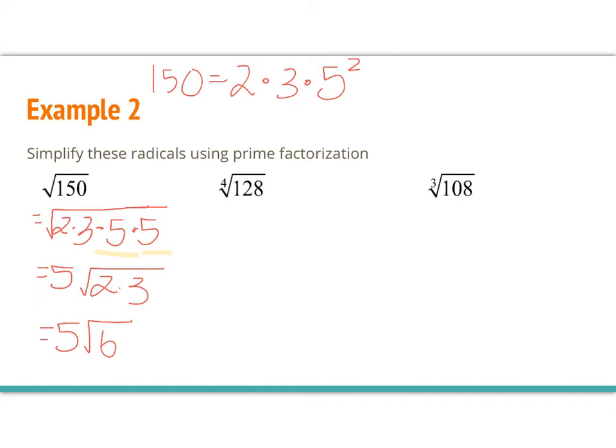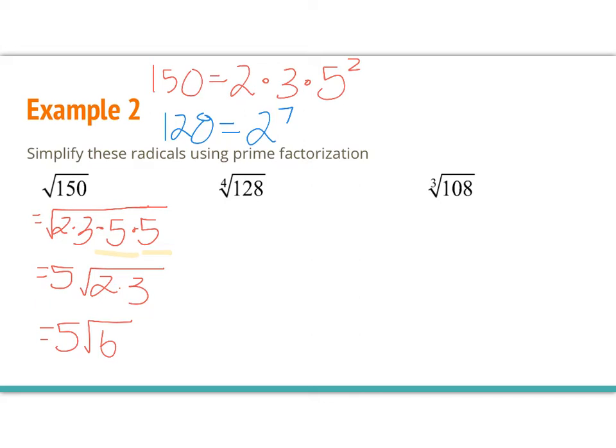Now, if you wanted to check your work, how could you do that? What you can do is you can find what the square root of 150 is. And we want to make sure that in the end, that number is equal to 5 times the square root of 6. So we'll find what this is in decimal form, what this is in decimal form. They should be identical. All right, go ahead, pause this video and factor the fourth root of 128.